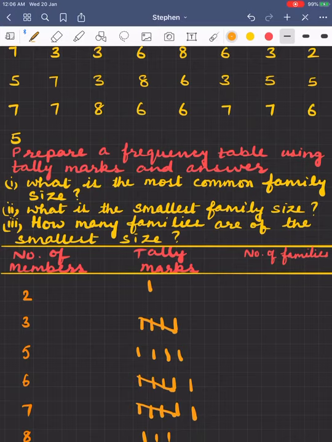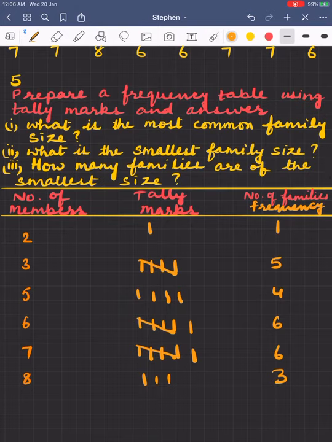Now children, in the third column we write the frequency, or number of families. So we add tally marks. So here we have 1, 5, 4, 6, 6, 3. And if we add all these, we will get 25.